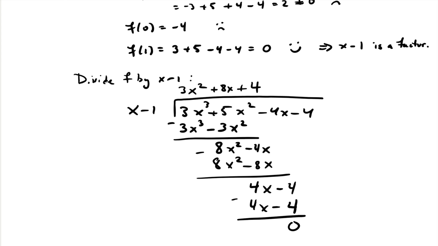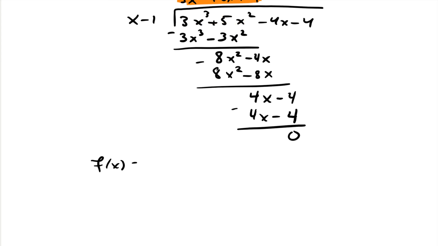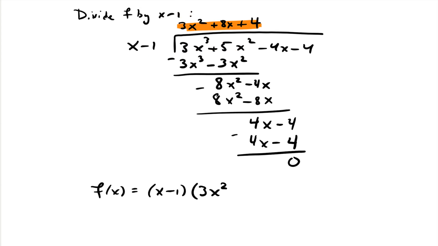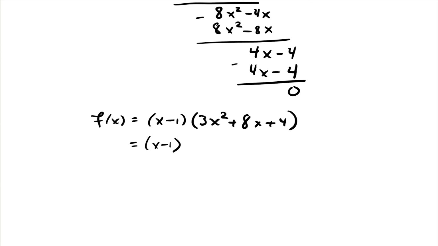Of course, I'm expecting to get a remainder of 0. But what I get from this is the quotient, which tells me that f of x is x minus 1 times this quotient. So I've partially factored f now, and the quotient is a polynomial of degree 2. So now I can attack it with all the tools that I have for factoring polynomials of degree 2. So now I'm going to try the AC method. So product of 12, right? And sum of 8 is what I need.